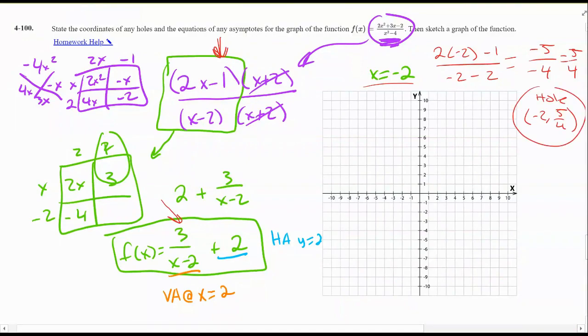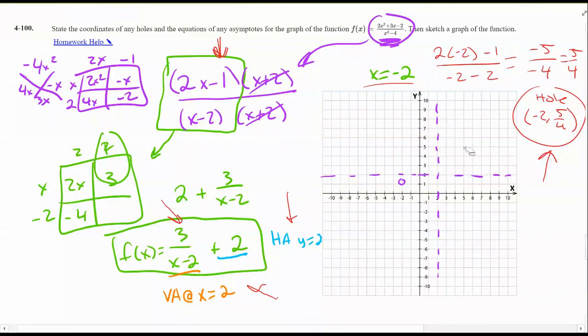So the first part of the question was, where's the hole? It's negative 2, 5/4. Horizontal asymptote at 2, vertical asymptote also at 2. And so if I was to sketch this, I'll go ahead and do this in purple. I'm going to give myself some vertical asymptotes here, a horizontal asymptote here. I have a hole at negative 2 and then 5/4, which is right around here. So I've got my sketch like so.